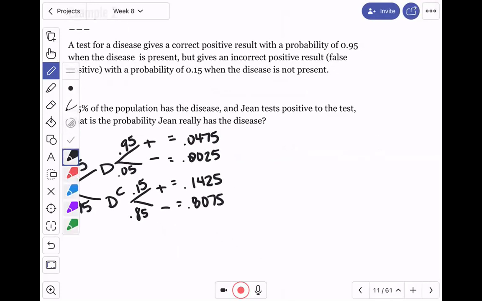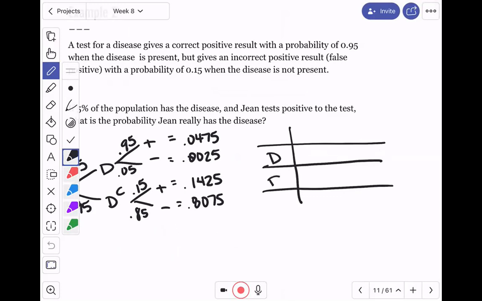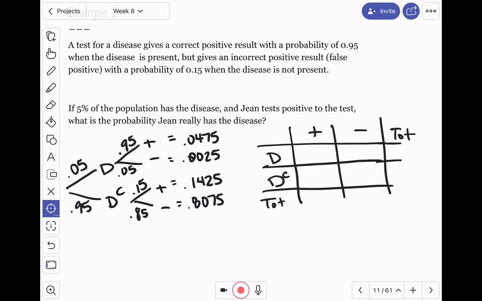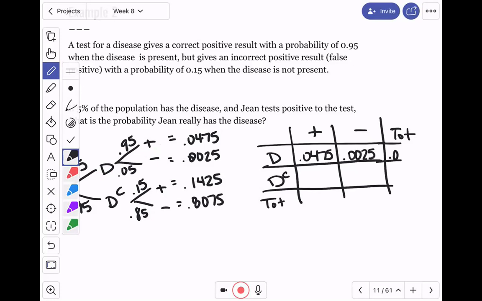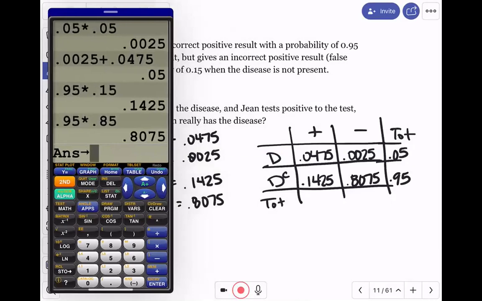If I want to create the table, I can do that now. So you have the disease or you don't have the disease. You're going to either test positive or you test negative. The disease and positive. The disease and negative. Total percentage. No disease and positive. No disease and negative. Total percentage. And now we can get the percentage of positive tests and the percentage of negative tests.